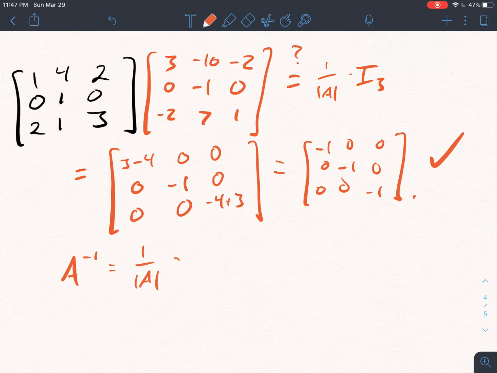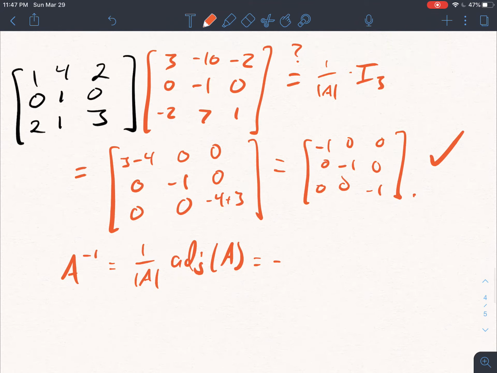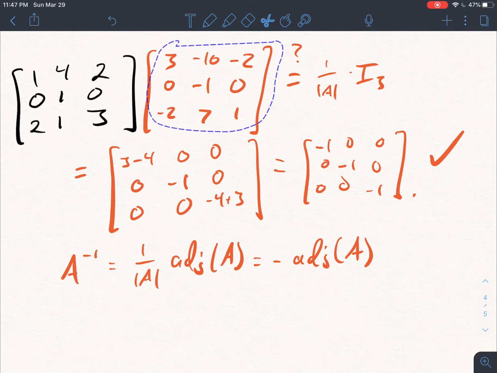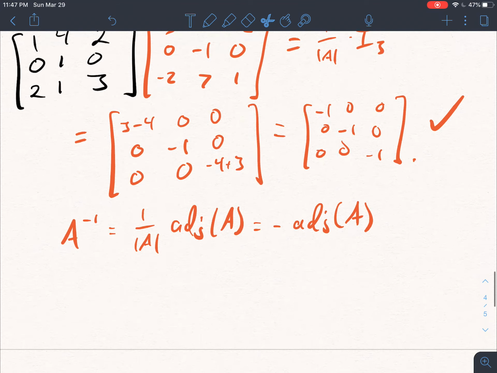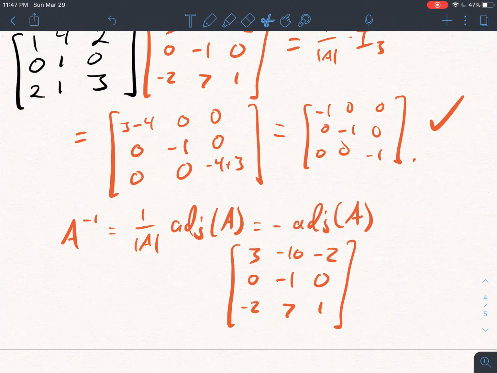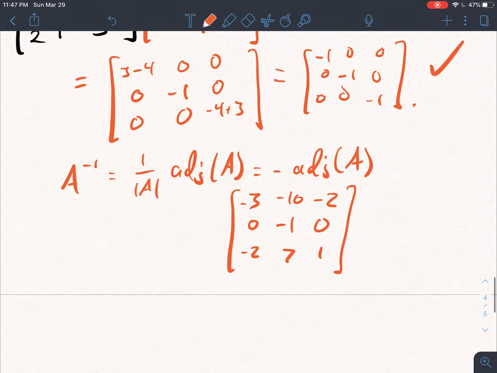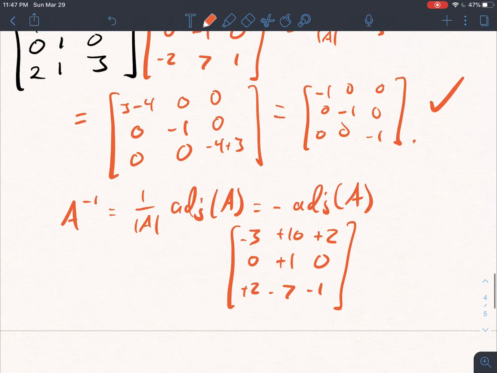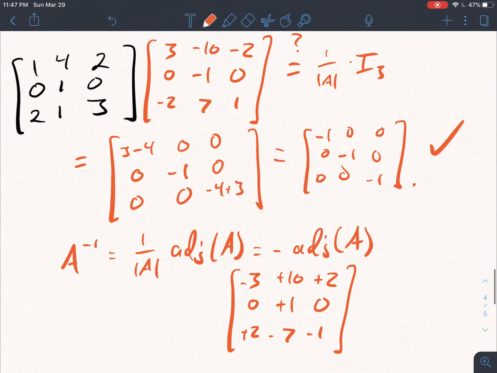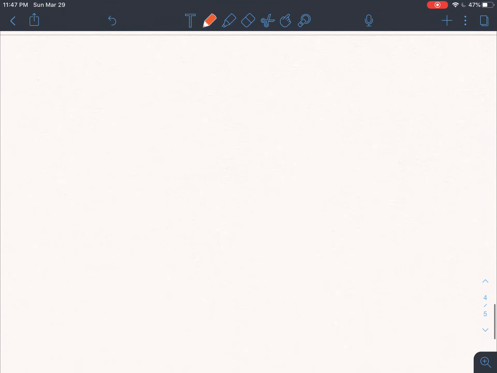Therefore, A inverse is equal to 1 over the determinant of A times the adjoint of A. So 1 over negative 1 is equal to negative 1. So I'm just taking the negative of the adjoint of A, and I can just change all of the signs of the entries, and then we'll be done. And that's how you do it. Positive, negative, negative. Okay, and that is our inverse.